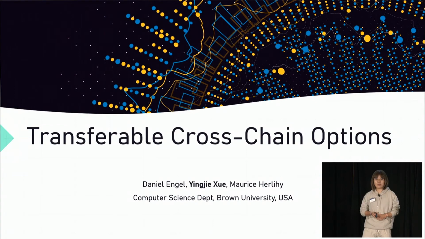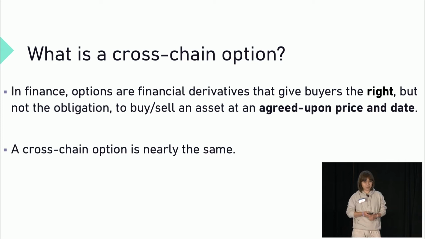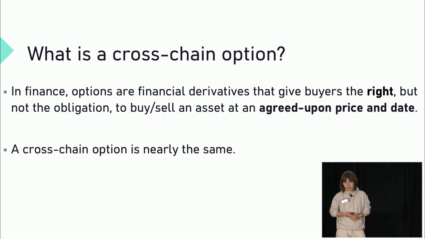First, what is a cross-chain option? Some of the audience may be familiar with options in financial markets. In finance, options are financial derivatives that give buyers the right, but not the obligation, to buy or sell an asset at an agreed upon price and date. The cross-chain option we talk about here is nearly the same, but in the context of blockchains.